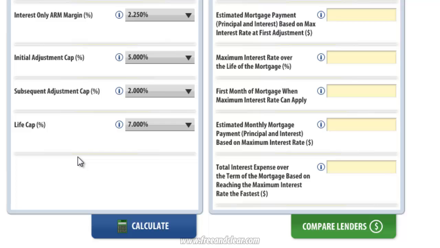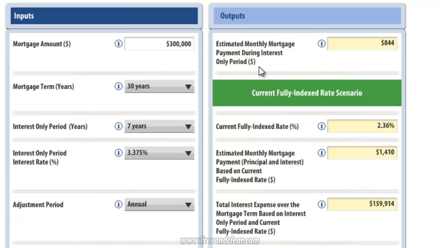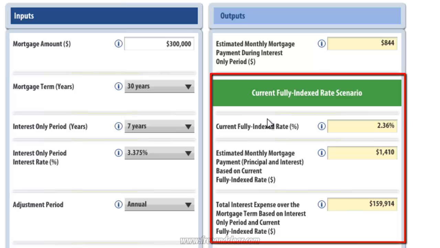We have submitted all of our inputs. I'm going to click on the calculate button, which will produce our outputs. The first output shows the estimated monthly mortgage payment during the interest-only period. So this will be our mortgage payment for the first 7 years of the loan when we're paying only interest and no principal. The next set of outputs shows the current fully indexed rate scenario.